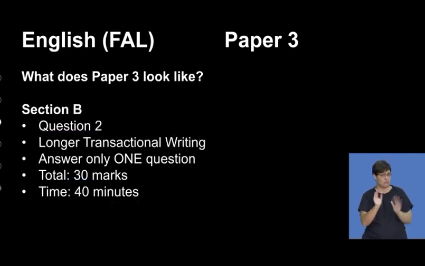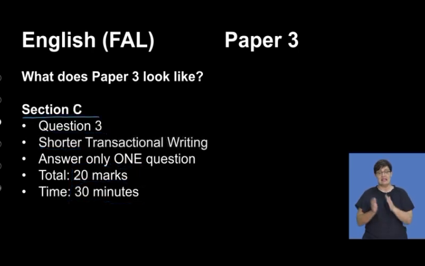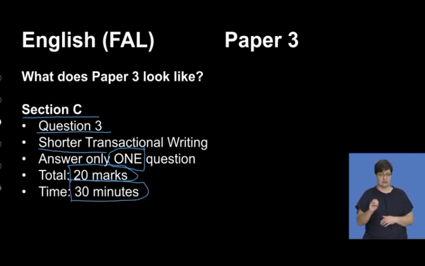effectively. Then we go to question 2, which is part of section B, and this is your longer transactional writing. Here again, you only need to answer one question. It's 30 marks for this section and 40 minutes if you manage your time appropriately. Section C is question 3. It's your shorter transactional writing text. You only answer one question again. 20 marks allocated to the one question, 30 minutes for this section. If you allocate your time properly, we will obviously get the 2.5 hours for this paper.